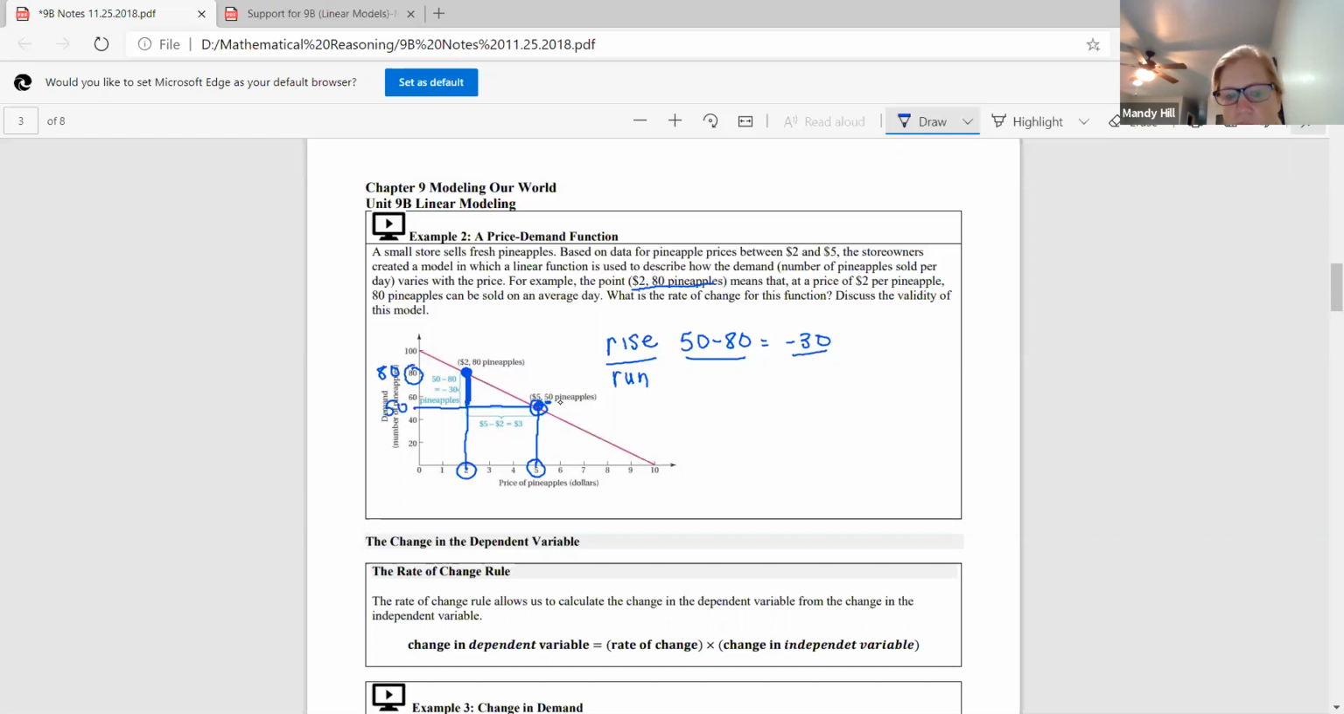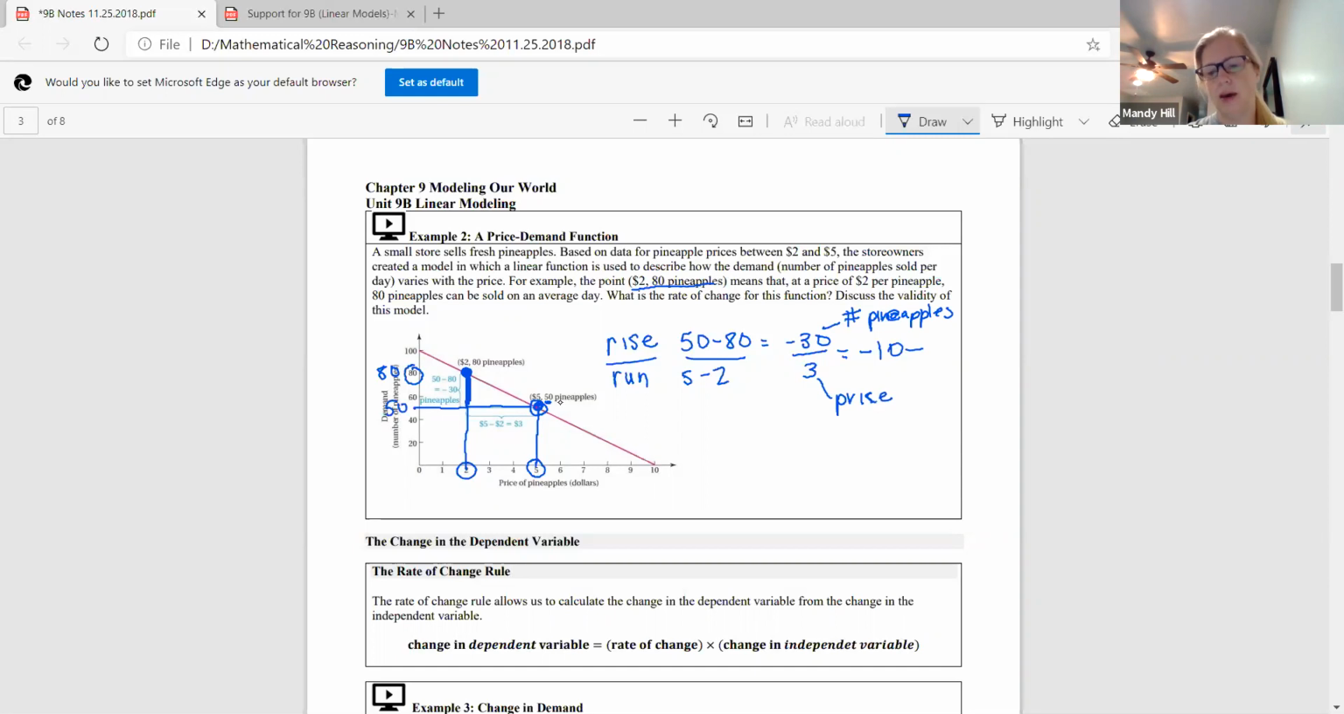And so it looks like we're running from 5 to 2, which is going to be a positive 3. We would go over 3 spaces. Okay, and if we divide that, that's negative 10. And what are we talking about here? Well, the negative 30 was the number of pineapples. And the 3 was talking about the price.